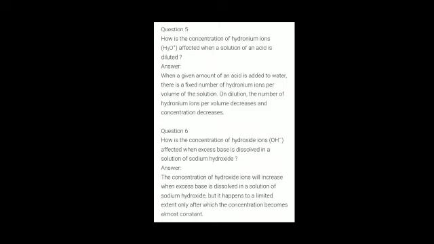How is the concentration of hydroxide ions affected when excess base is dissolved in a solution of sodium hydroxide? The concentration of hydroxide ions will increase when excess base is dissolved in a solution of sodium hydroxide. But it happens to a limited extent only, after which the concentration becomes almost constant.